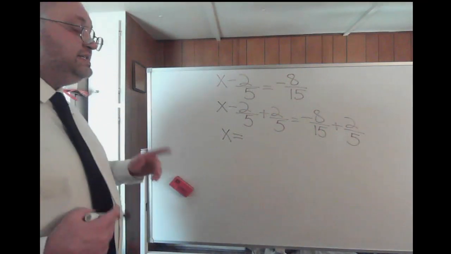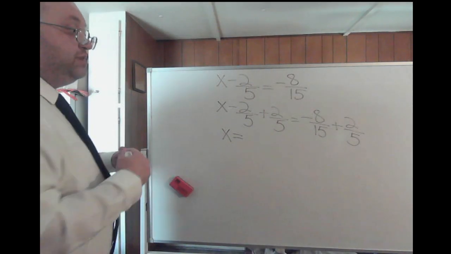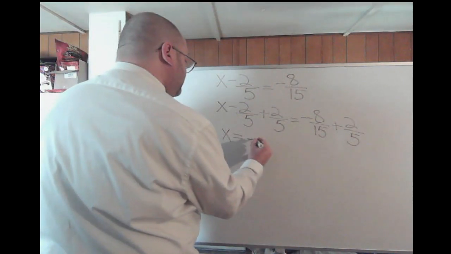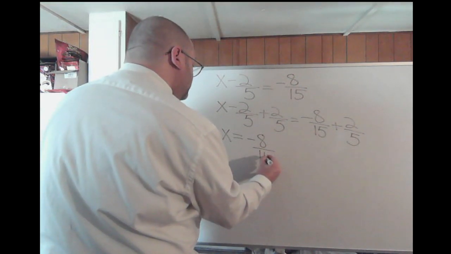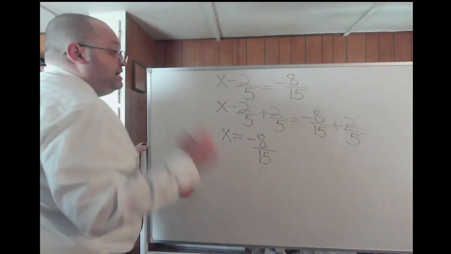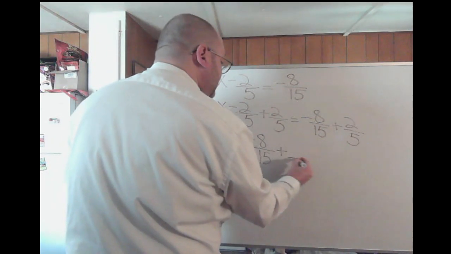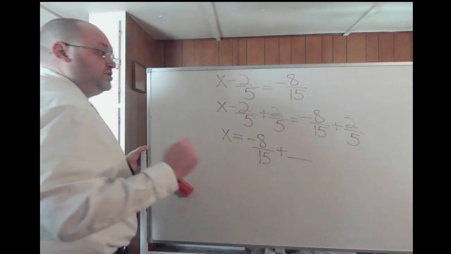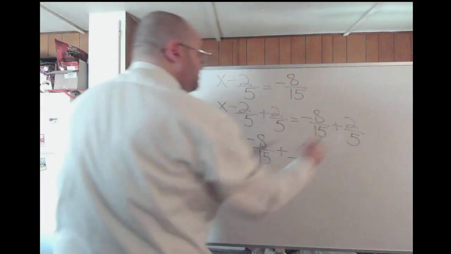Well, over here we have negative 8/15 plus 2/5. We need to find the least common denominator between 15 and 5, which we know would be 15. So that means we can leave the negative 8/15 alone. That's already in the denominator we desire. Now, we want to convert the 2/5, we want to convert that denominator into a 15. In order to do that, you got to multiply by 3, which means you multiply the numerator of 2 by 3.